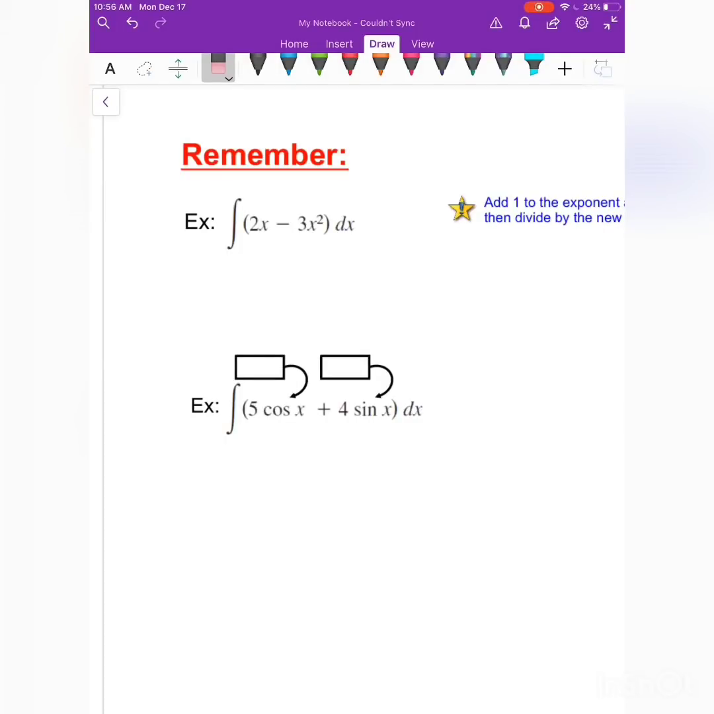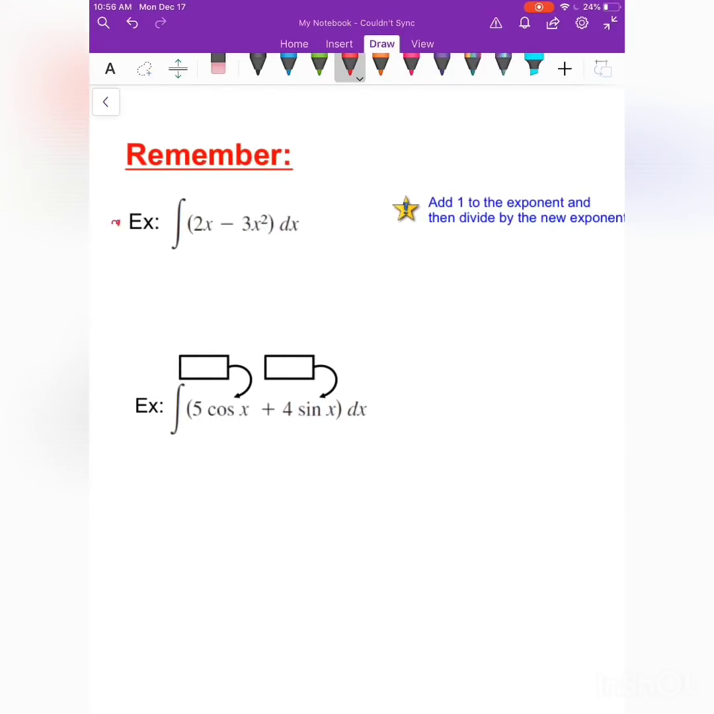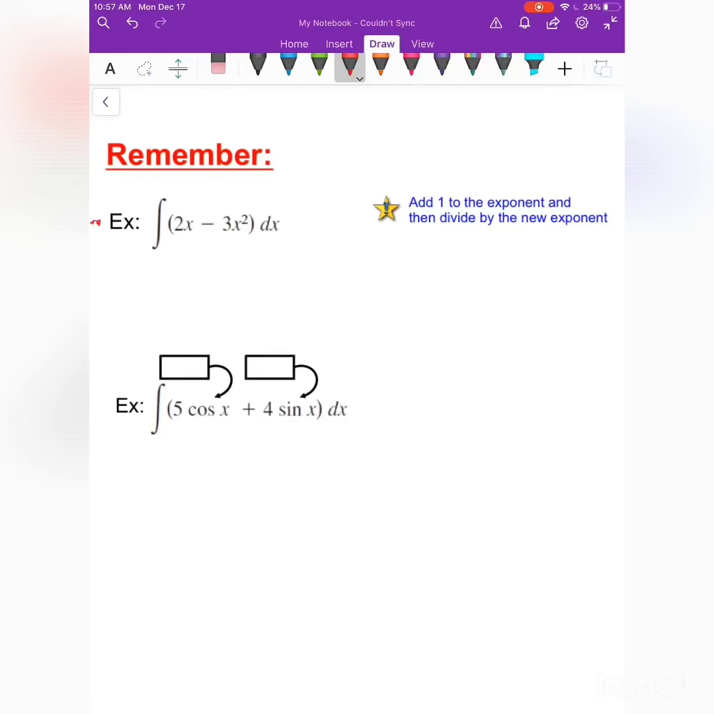Okay, so going over a quick review of what we did yesterday, we have a problem with a power rule for the first one, and remember the reverse power rule is to add 1 to the exponent and then divide by the new exponent. So for each of these you have 2 terms, integrate them separately.